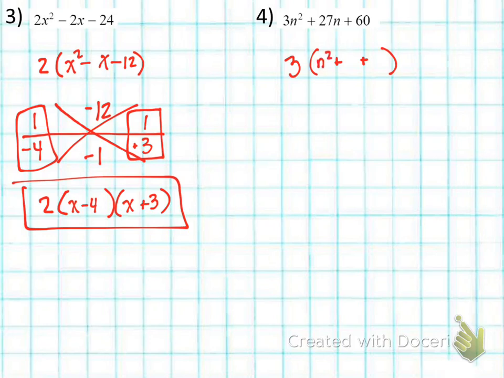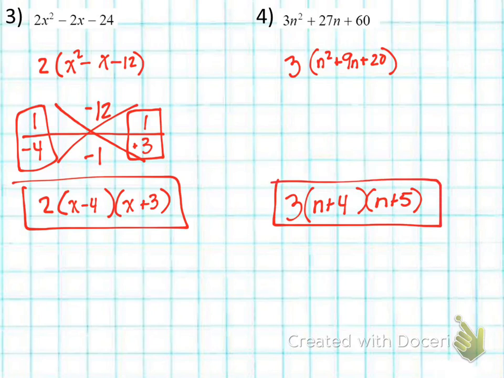Okay, you should have n squared plus 9n plus 20. Again, you have an x box, and your final answer should be the following: 3 times the quantity of 2 separate parentheses. If you're supposed to do an x box on this one, you should have had n plus 4 here, or n plus 5. Okay? Because 4 plus 5 is 9, and it multiplies to positive 20. Okay? Good. Number 5 now.